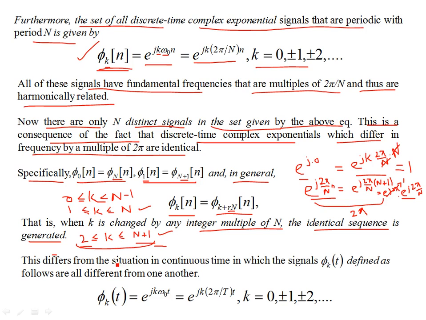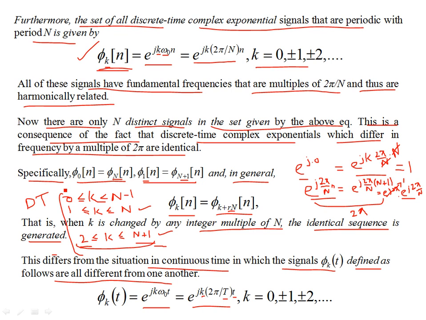This differs from the situation in continuous time, in which the signals that we consider for harmonic relationship were of the form phi k of t, defined as follows, and they are all different from one another. e to the j k omega naught t is e to the j k 2 pi by capital T, where T is the period, multiplied by small t, and for this there's no limit. It doesn't repeat. You don't need to consider a range like this for continuous time periodic signals. This range is only applicable for discrete time sequences.